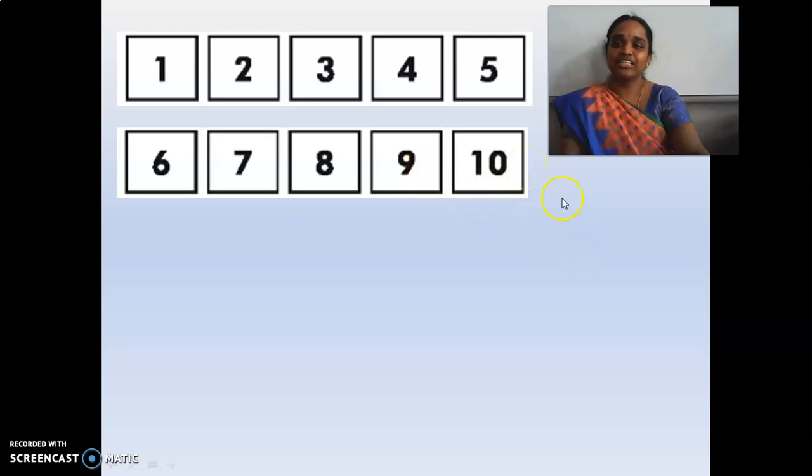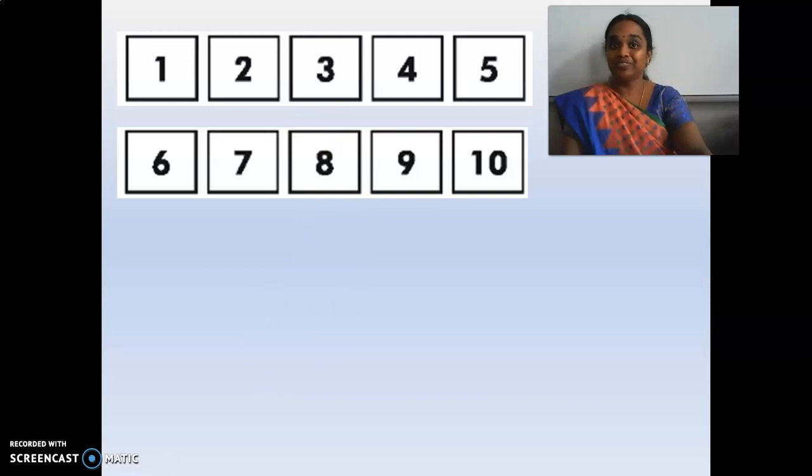Right? So read the numbers. I'll just point out, you'll have to read the number. Okay? So I will just point out on any number. Have a look. What number is this? Number 3. Good. Have a look. What number is this? Number 8. Very good. So shall we move on to the numbers after 10?